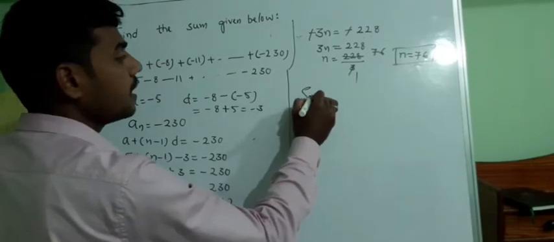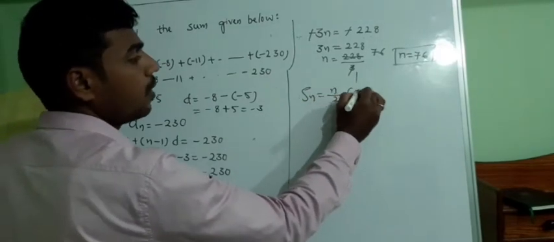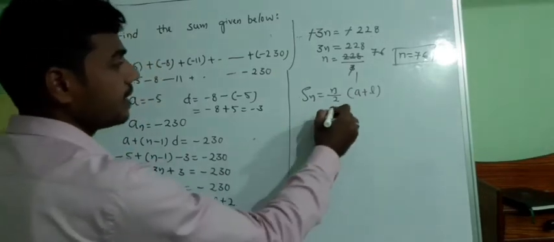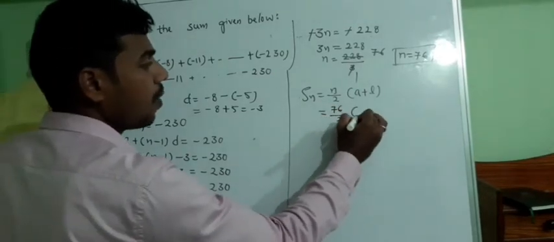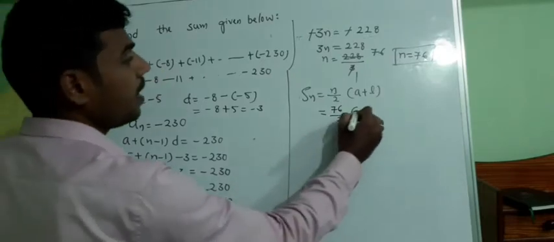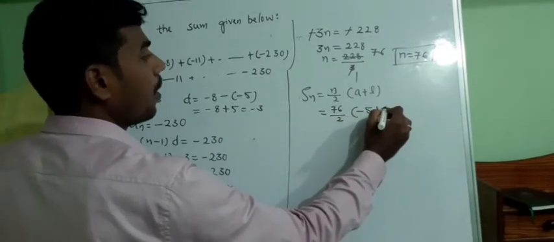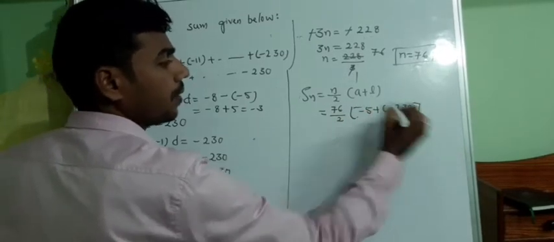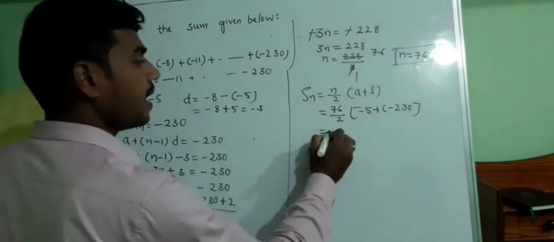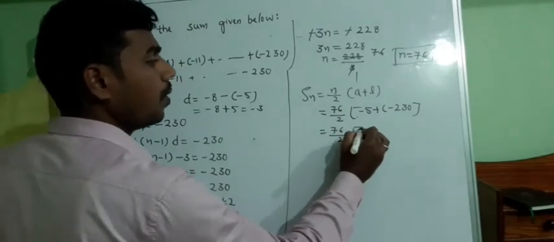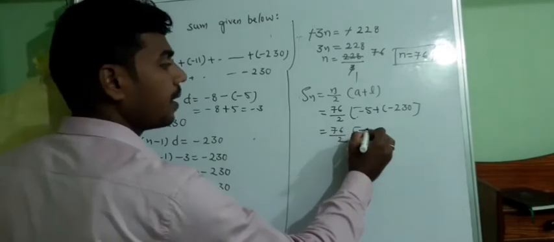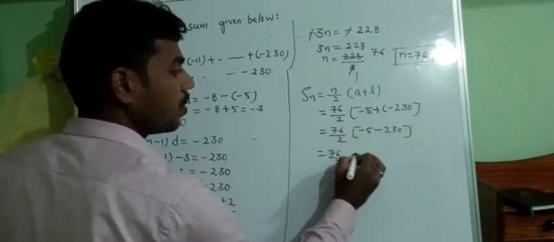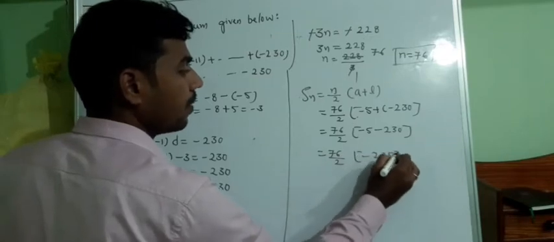The formula is Sn is equal to n by 2 into a plus l. What is n here? N is 76. 76 divided by 2. What is a? A is nothing but minus 5. Last term is minus 230. So 76 divided by 2 into minus 5 minus 230, that is minus 235.